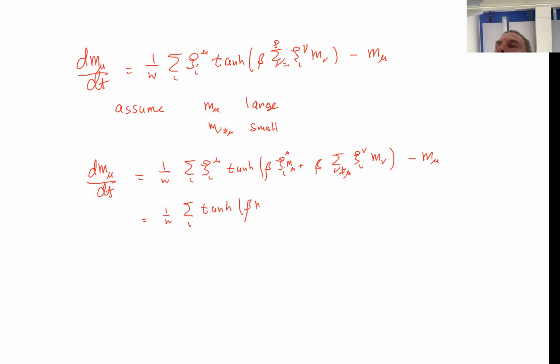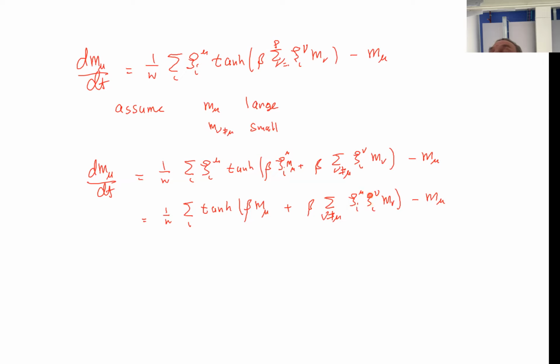β m_μ plus β, the sum over ν not equal to μ of ξ_i^μ ξ_i^ν m_ν, minus m_μ. Okay, so if this term weren't here, we would be back to our one memory model. And we can ask, how big is this term? As usual, these ξ_i^μ and ξ_i^ν are independent random variables, right? These are a bunch of noise.